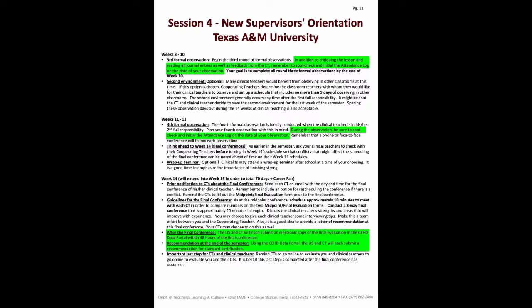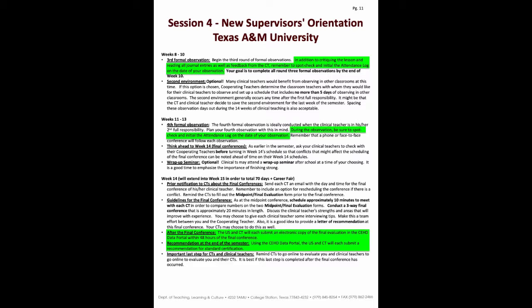Now for the last slide in this audio session, weeks 8 through 10. There's information here about the third formal observation. Also, there's information about second environment, which is optional. Second environment is simply observing in other classrooms for no more than 5 days. Weeks 11 through 13, there's information here about the fourth formal observation.